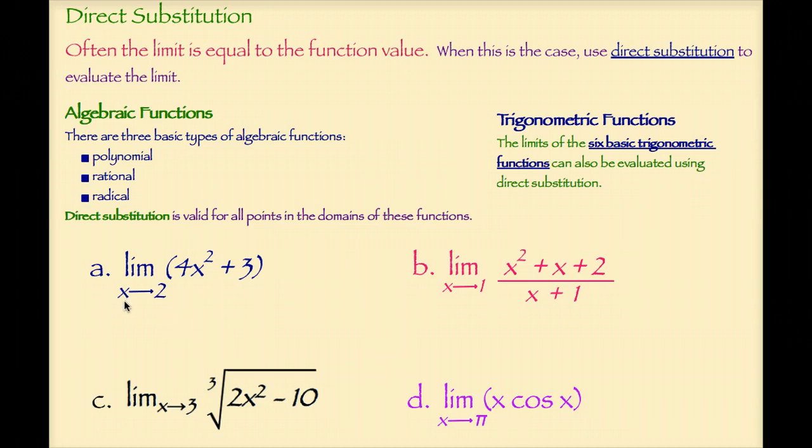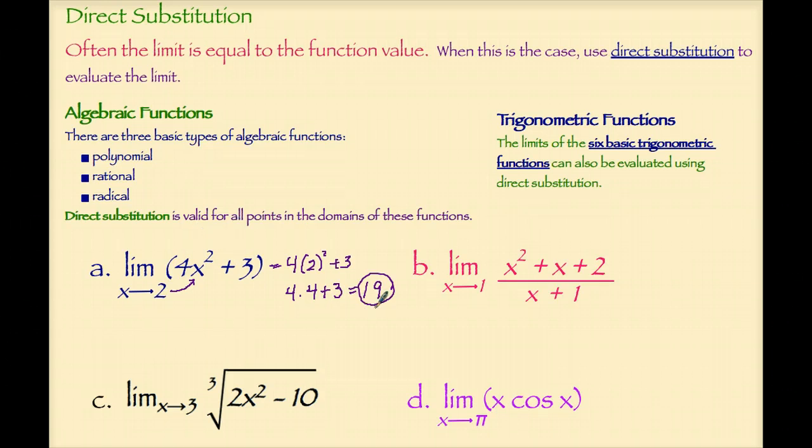We're asked to find the limit as x approaches 2 of 4x squared plus 3. Since this is a polynomial function, we are able to use direct substitution to evaluate this limit. Since I know that the function value is equal to the limit, I'm going to evaluate the limit by directly substituting 2 into the function. This will give me 4 times 2 squared plus 3, which will be 4 times 4 plus 3. 16 plus 3 is 19. So the limit as x approaches 2 of 4x squared plus 3 is 19.